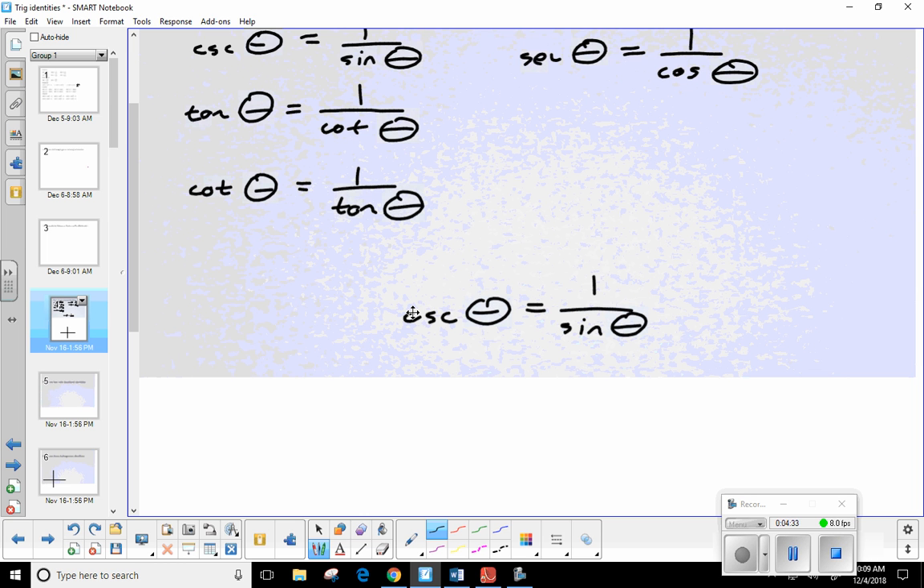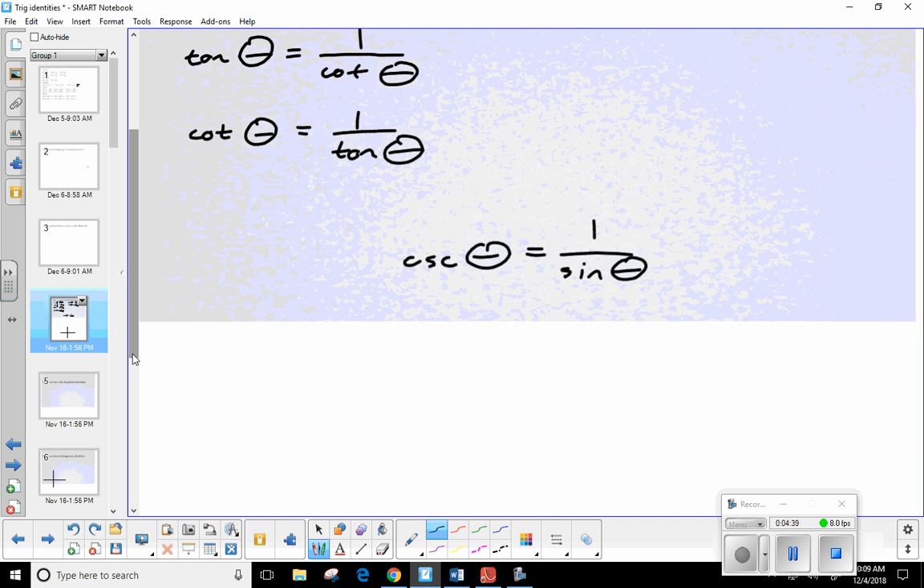Okay, so what is that in terms of the variables x, y, and r? So r over y. I'm going to replace cosecant of theta with its ratio r over y. And see, we'd already previously talked about these. All right, so I'm not using the rule, I'm using the ratios. Raphael, what was sine?